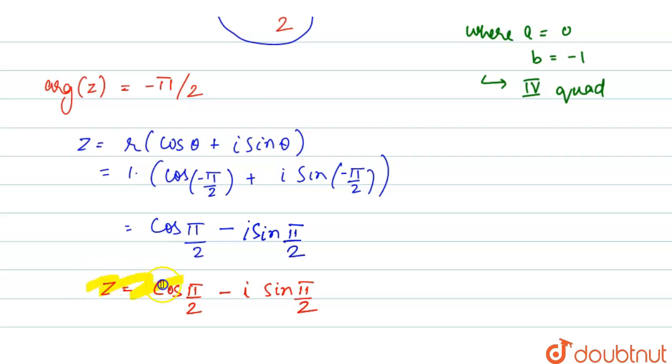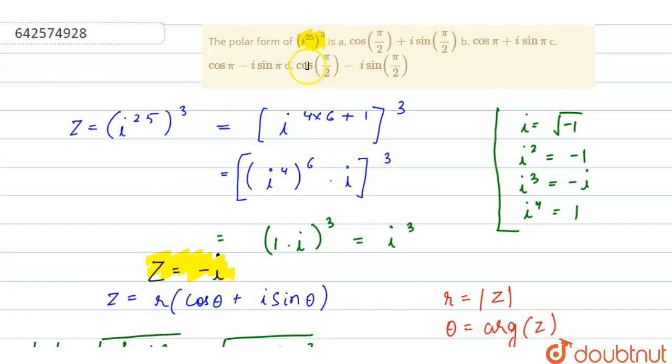We have our answer. Now let us check the solution. Let us check the options. Option C, cos pi by 2 minus i sine pi by 2.